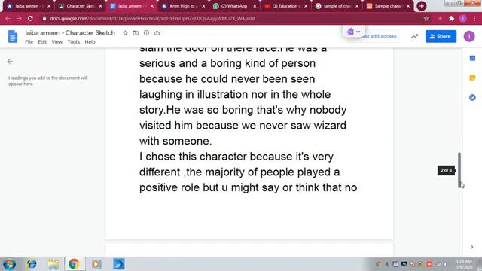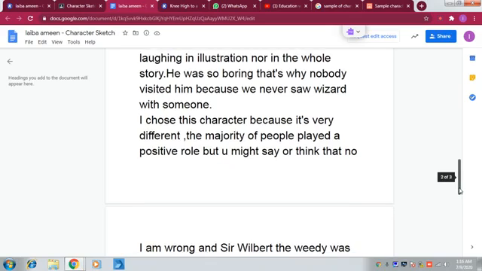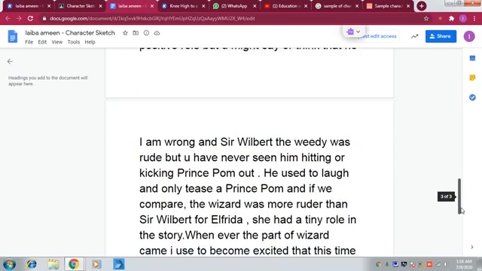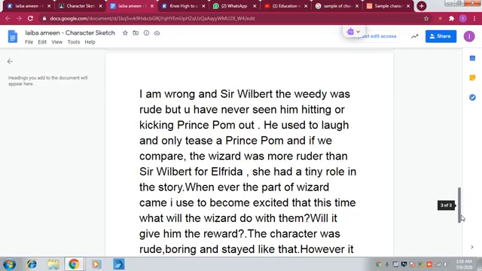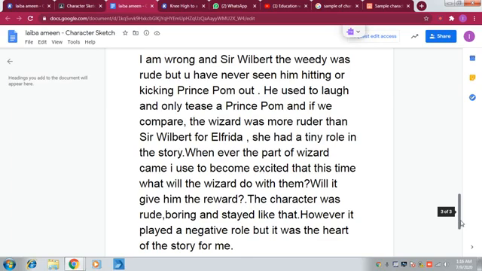Okay, now the last paragraph is about why I chose this character, and whether I liked it or not. So did he play a negative or positive role? I'll tell all about that. I chose this character because it was really different. The majority of people played a positive role, but he played a negative role. There were two more people who played a negative role, but when we compared them with the wizard, they were not as rude as the wizard was.